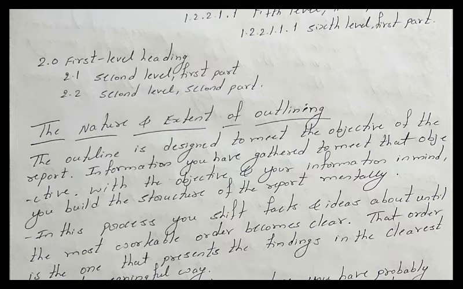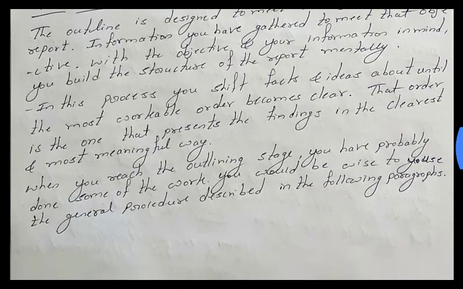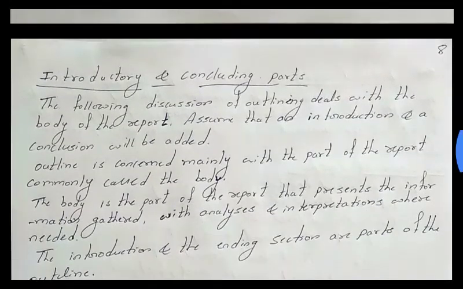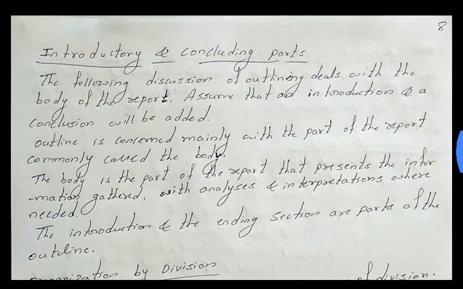Now the general procedure is described in the following paragraphs: how you are representing all your information, all your work. Whatever you have gathered, whatever structure you have defined mentally, how you are going to put it in. Some of the procedures have been described here. So you are going to see these procedures. Any report which you are going to write should contain two parts. One is an introductory part, another one is a concluding part. Is it clear?